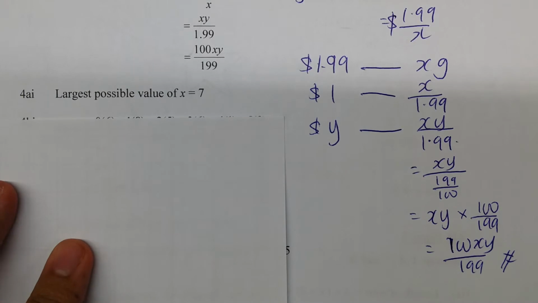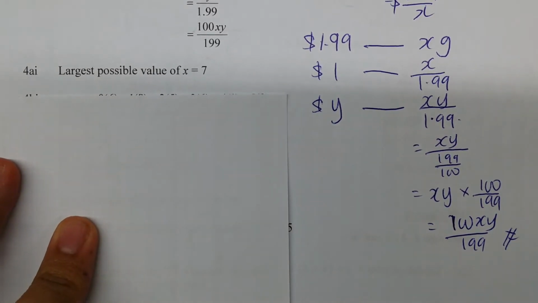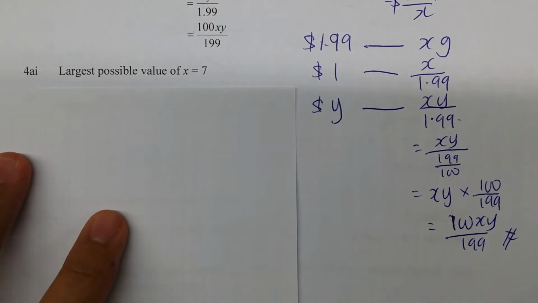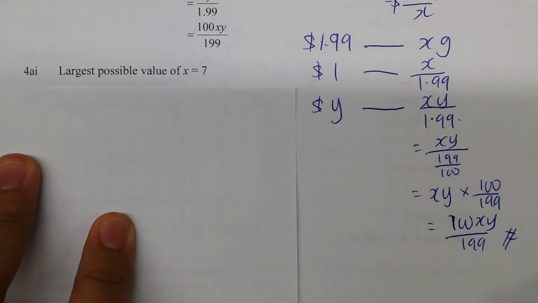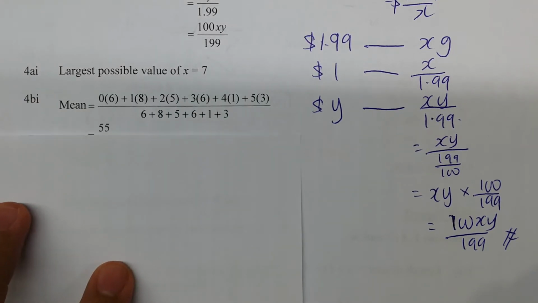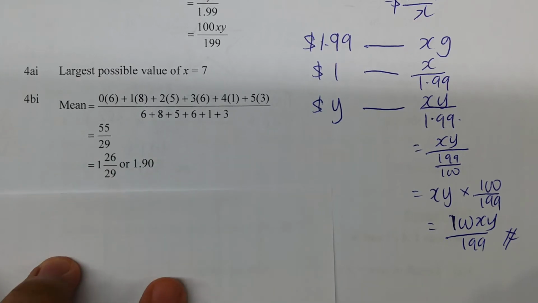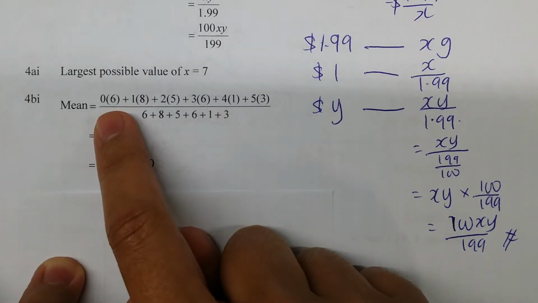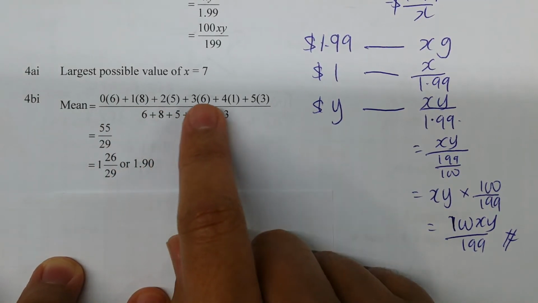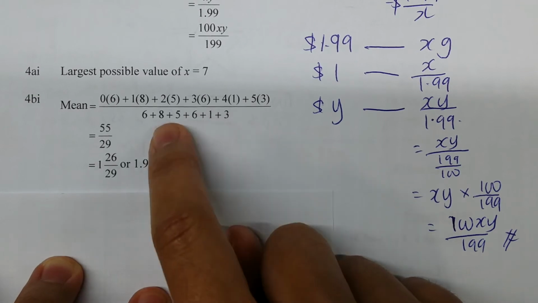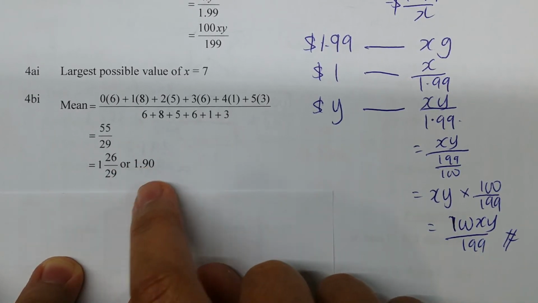Okay, now question 4. Mean, median, mode. Largest possible value of x. The mode is 1, so x cannot exceed 8. Cannot be 8 also because they say the mode is 1. So x must be 7, no? Smaller than 8 is 7. The mean, simple, you should remember how to do. Mean, all the f multiplied by x, sum up, divide by the sum of all the frequency. You get 55 over 29, you get a mean.